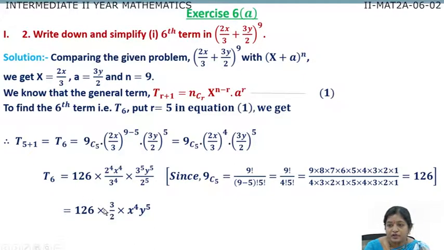So 126 into, you cancel this 2 power 4, and in this 2 power 5 we will be remaining with one more 2, and 3 power 5 over 3 power 4, after cancelling, will be remaining 1 3 here. So x power 4 and y power 5. And if you cancel this 126 by 2, finally you will get T6 value as 189 into x power 4 into y power 5. So this is the sixth term in the given expansion.